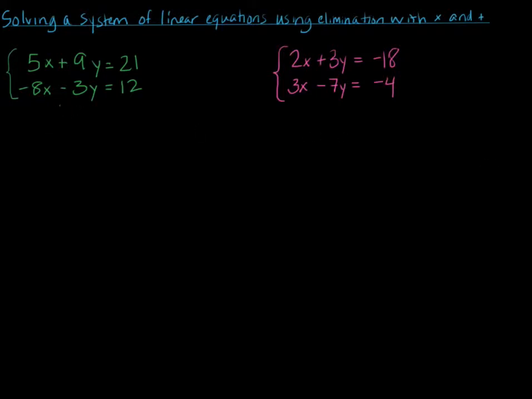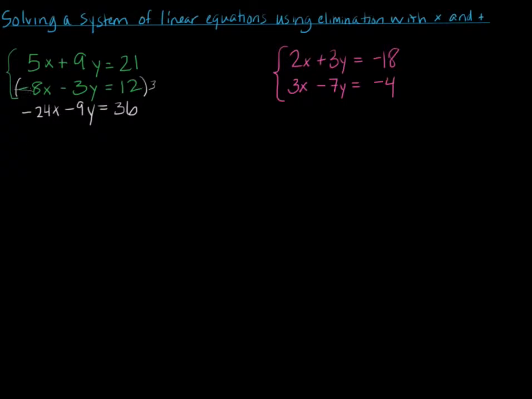In order to do that, we need to first do something to this equation to turn this negative 3 into a negative 9. To do that, we multiply through the entire equation by 3. Remember that we can do anything to an equation that we want as long as we do the same thing to both sides. So here we get negative 24x minus 9y equals 36, right? We're just multiplying this whole equation through by 3, which gives us a new equation.